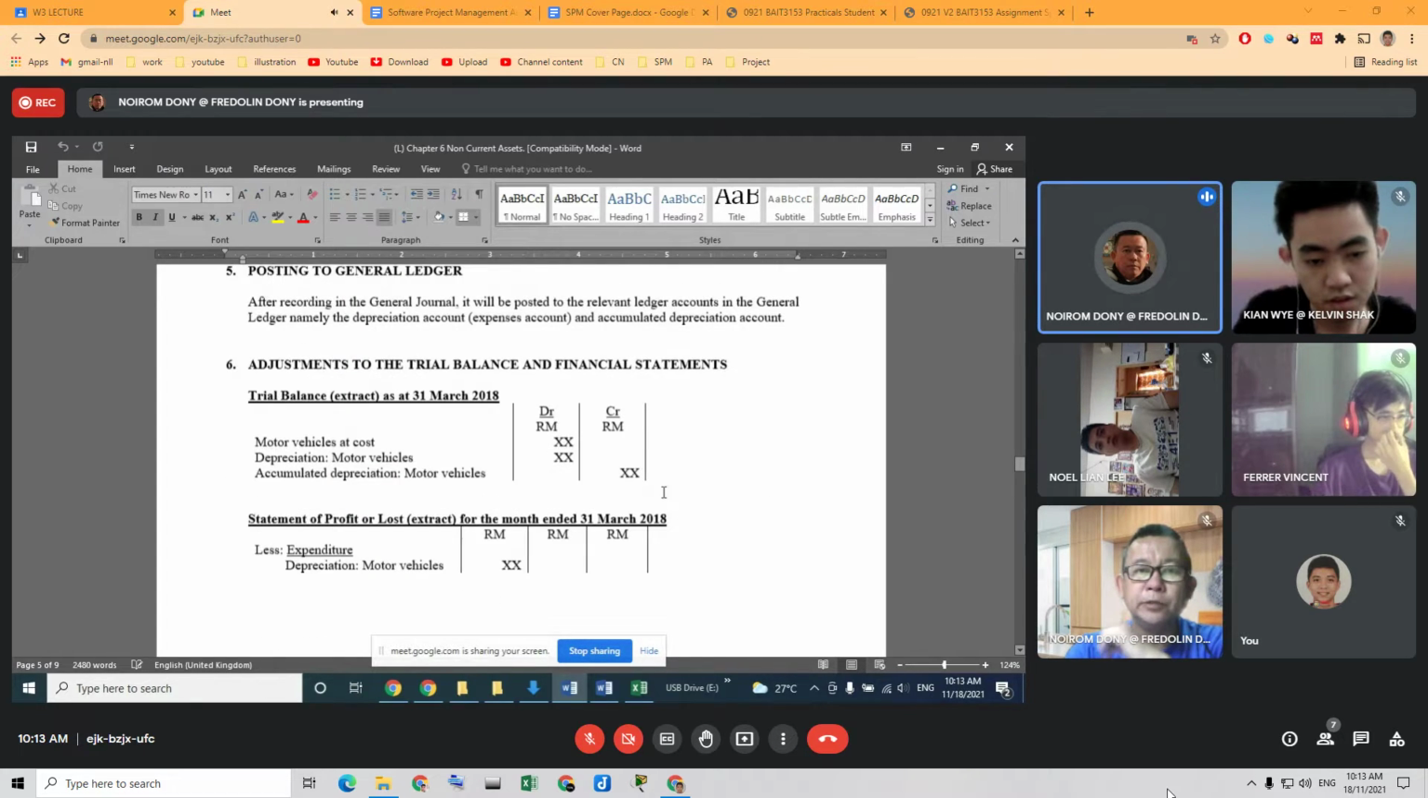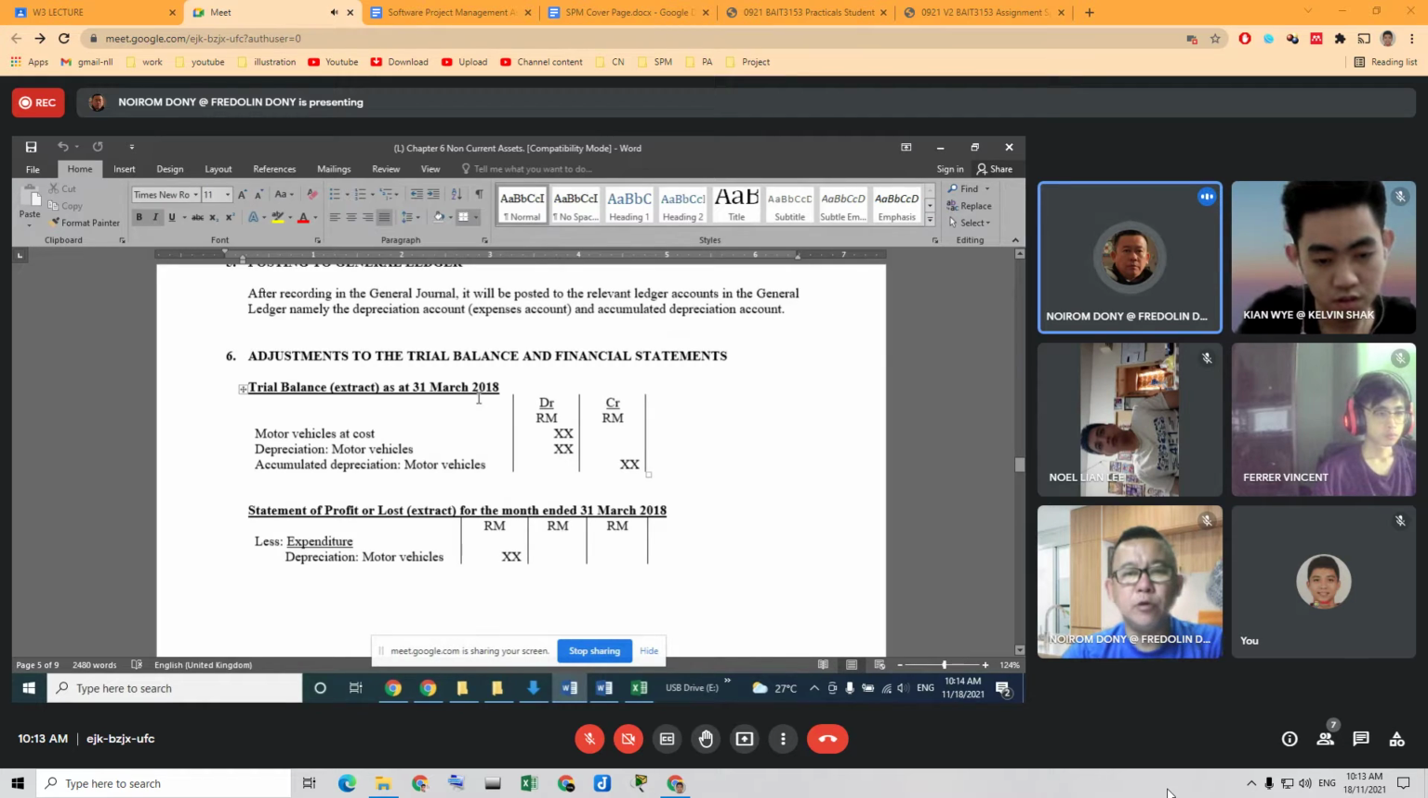Next is the adjustment to the trial balance and financial statements. Normally you are not asked about this in the exam, but I will just explain how. Adjustment means you have the existing trial balance, but since you are providing this depreciation at the end of the month, you need to adjust your trial balance. Let's say this is the only entry. That's why we call it a trial balance, and in brackets we call it an extract, meaning we don't show the whole format of the trial balance, but only the part related to depreciation and motor vehicles.